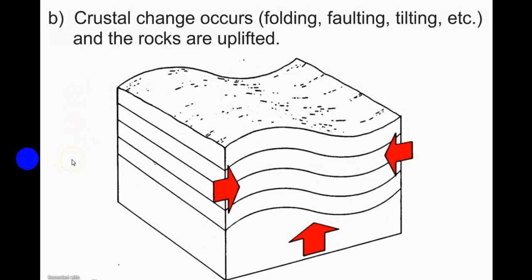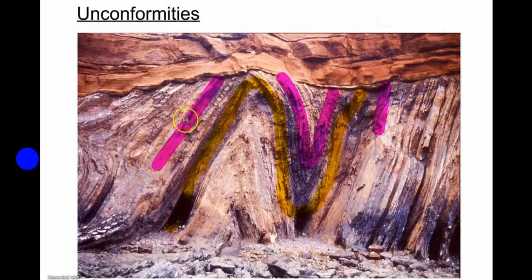Then some sort of crustal change would have happened. Maybe plates collided, and so you have pressure squeezing in, which caused either folding or faulting or tilting. Something happened, and these rocks got uplifted. They got pushed up out of the water. So that's what caused the folding in this picture we looked at.